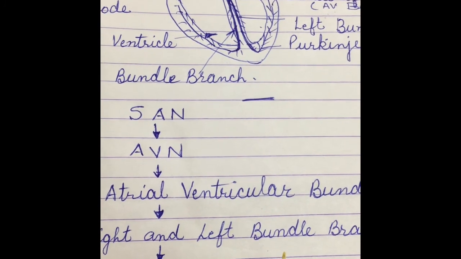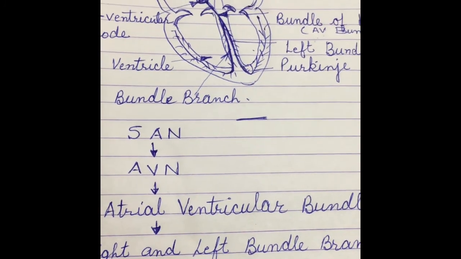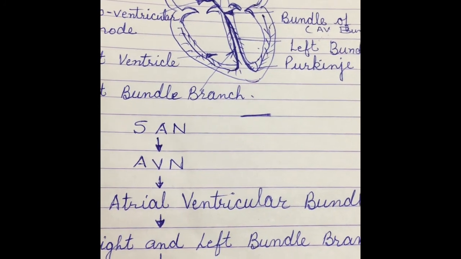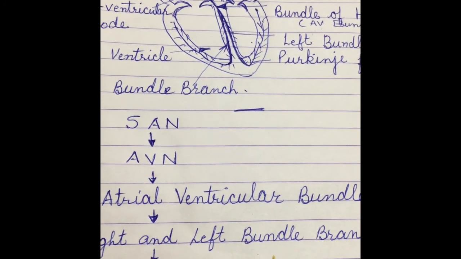Our heart normally beats 70 to 75 times in a minute, that is, the average is 72 beats per minute.